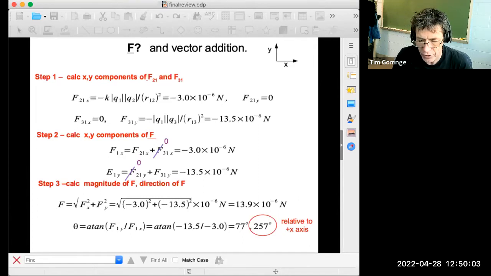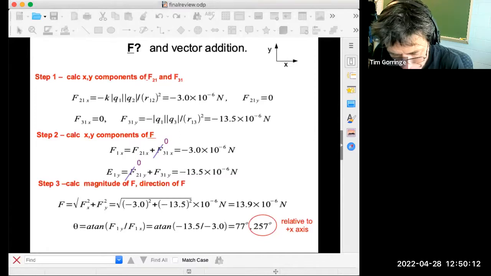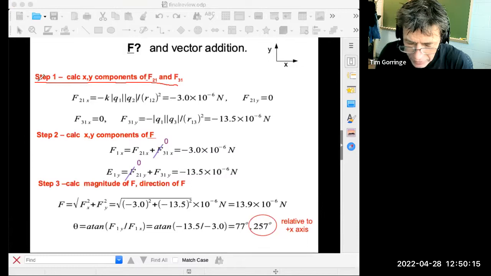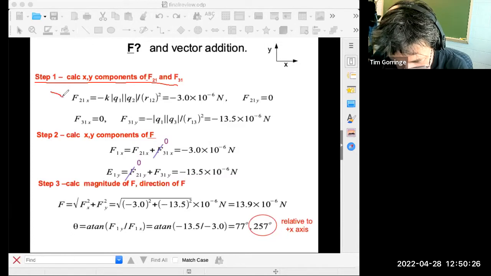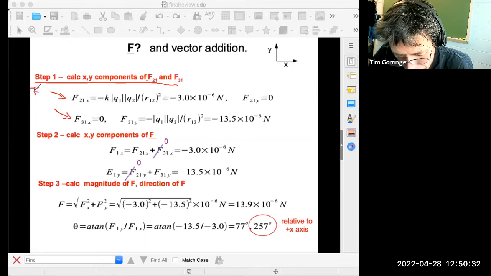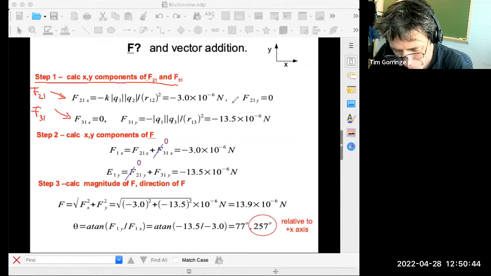And so I'm doing all those three major steps on this one overhead here. So let's just talk through these a little bit. First step, we want to know the XY components of those two individual forces, the one due to charge number 2 on charge number 1, and the one due to charge number 3 on charge number 1. That's what I'm doing in these two lines. So the top line here is all about the force of charge 2 on charge 1. The second line is all about the force of charge 3 on charge number 1. Now, there's a couple of important points here.